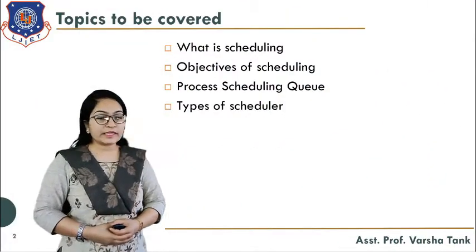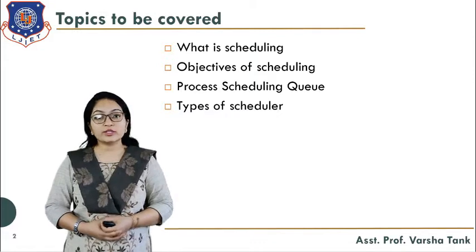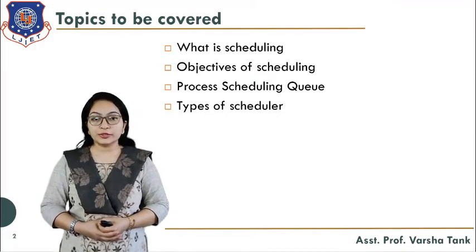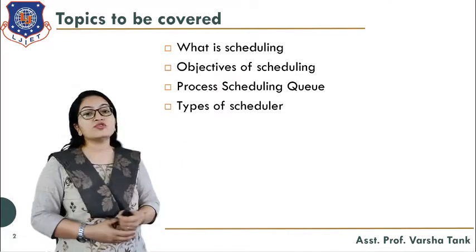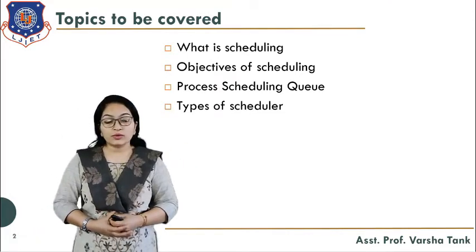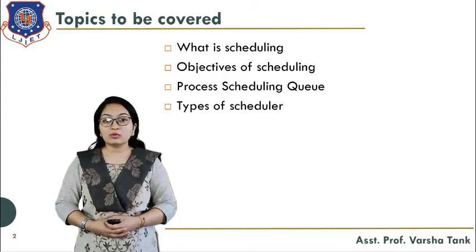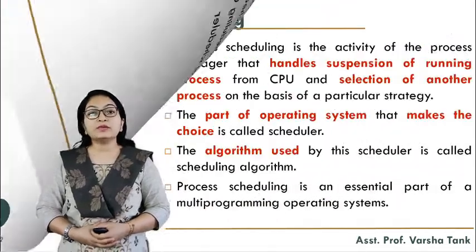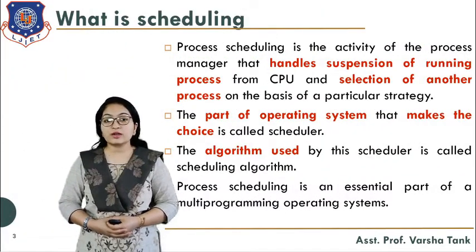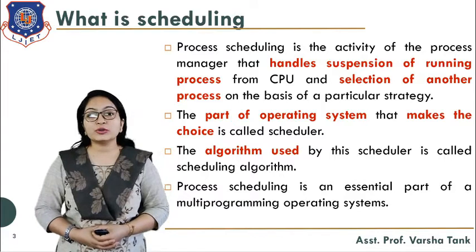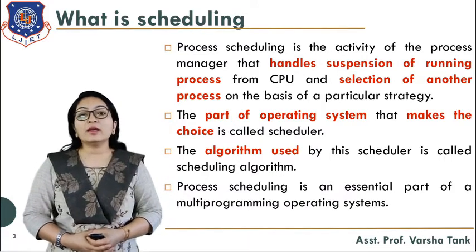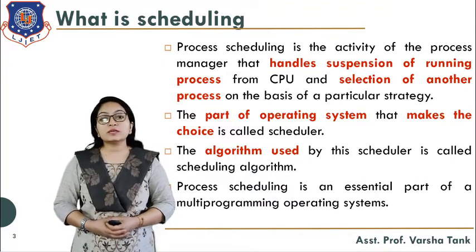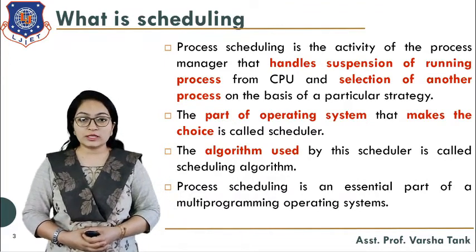So the topics to be covered in today's lecture are: what is scheduling, objectives of scheduling, then we will see the process scheduling queue, and then we will see which are the different types of scheduler. Till now we have discussed what is a process and what is a program. So today we will see, if the process is in execution, how process scheduling can happen, and if there are multiple processes in execution, which process the CPU will choose for execution.